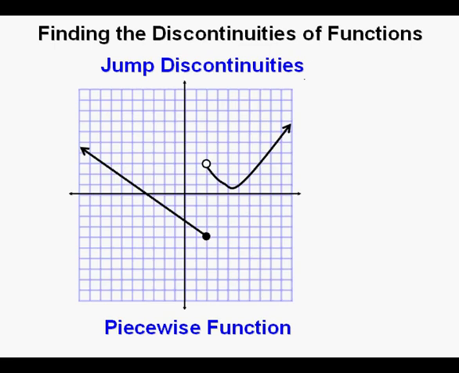This graph is an example of a jump discontinuity. It happens with piecewise functions. A piecewise function is where the function changes at certain input values. So all the way from negative infinity to x equals 2, the function is this line with a negative slope. But for greater than 2, it switches to this function at the right.